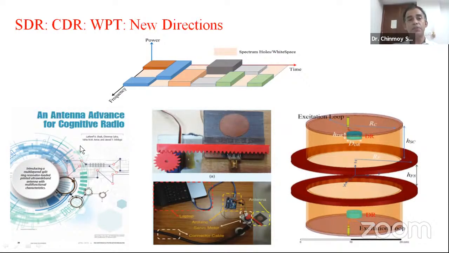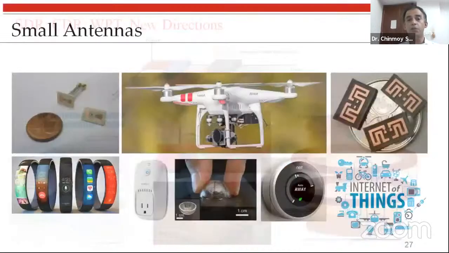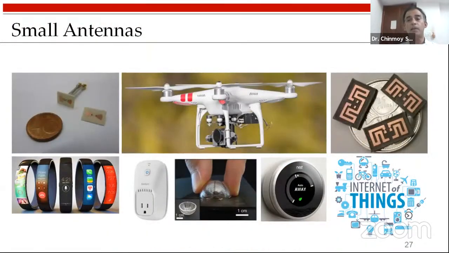It appeared as a feature article in our IEEE Antennas and Propagation Journal. The title of the paper was An Antenna Advanced for Cognitive Radio. This is another kind of structure which is for wireless power transfer technology. So particularly I want to show that UG engineers, if given proper impetus and proper directions, can really do very good work. I was talking about the drone.